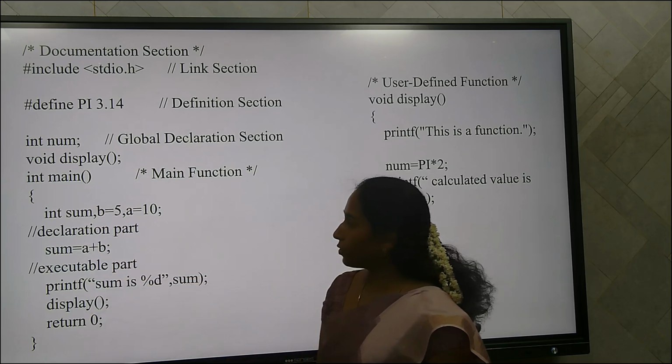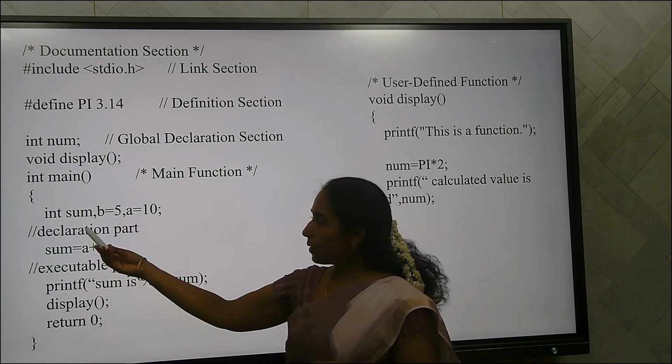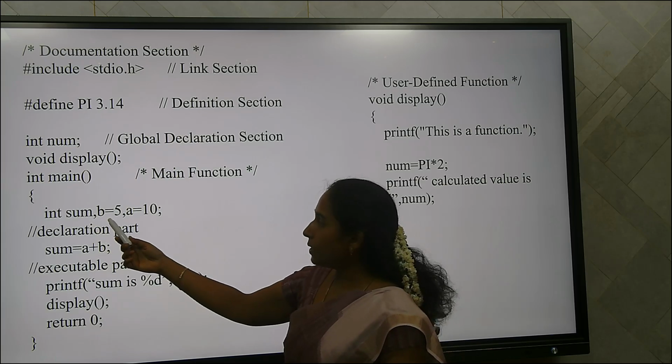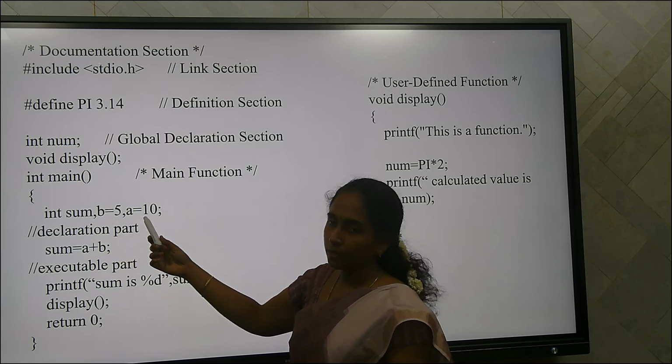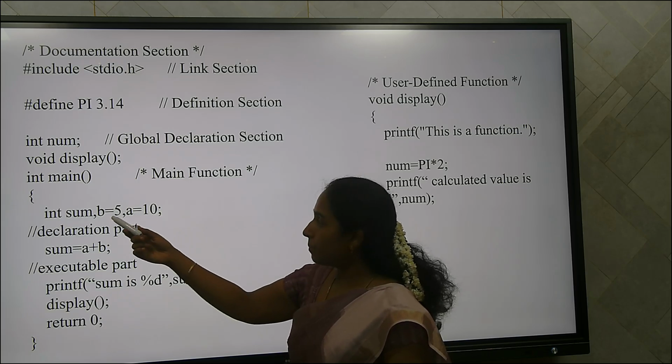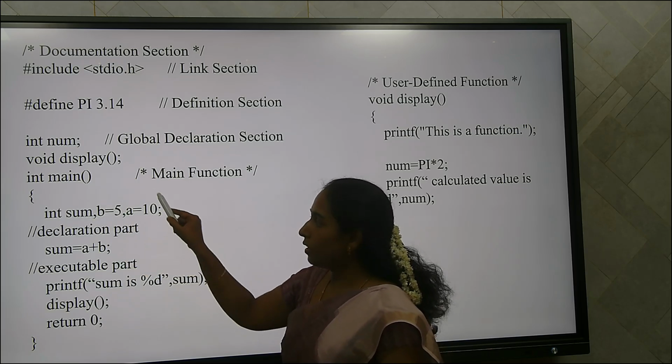Inside my main function, I have declared three variables of integer data type. sum is a variable, b is a variable, a is a variable. In this, I have assigned a as 10, b as 5. This is what your declaration part is.